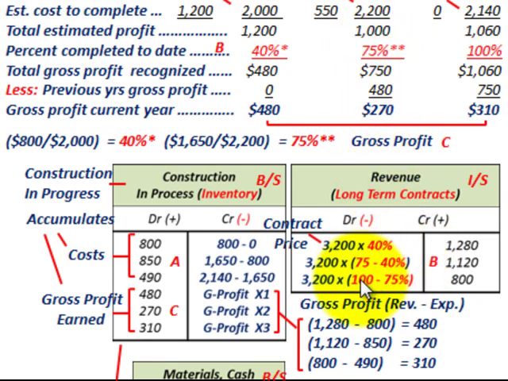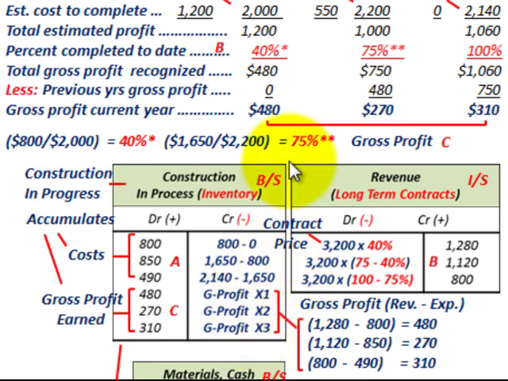So that 100% minus the 75%, what is that? 25% here times 3,200, that's going to give you 800 here. Credit or increase your revenue by 800. That's for year 20x3 here. Okay, so what we want to look at here is this gross profit.